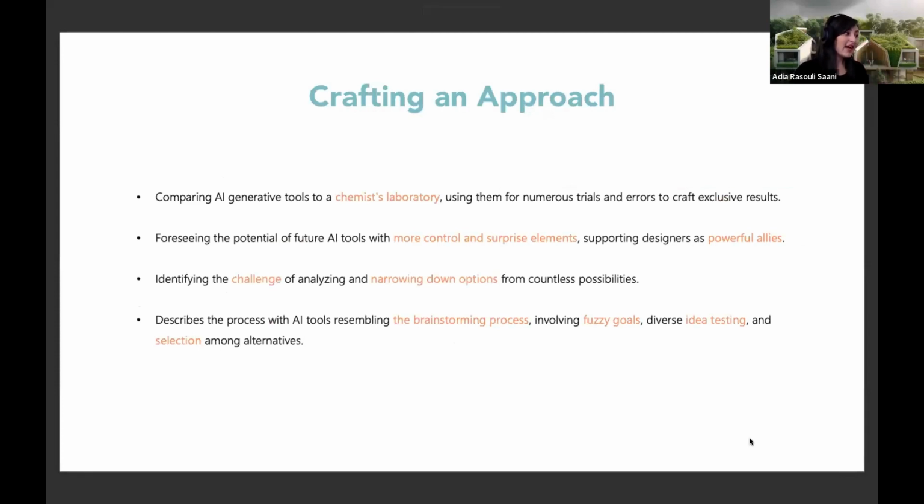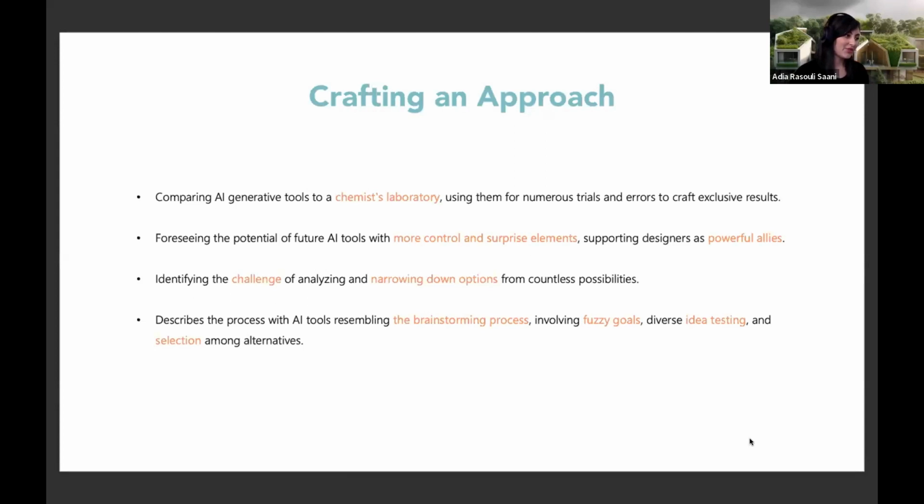So I look at AI generative tools the way a chemist looks at their laboratory. It's a place where I test and do thousands of trials and errors to reach a carefully crafted and unique result no one has reached before. This is what happened in newer versions. And I believe this is the possibility so many other creative AI tools in the future are going to unlock. As these tools become more advanced and they give the designer more control while also keeping the surprise element accessible, they really act as powerful allies to designers in the creative process.